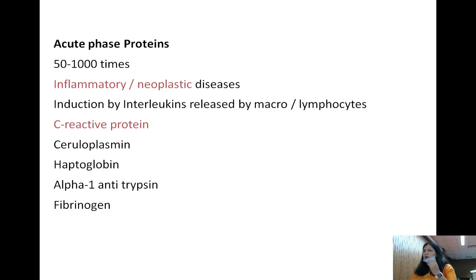So if they ask you to name one positive acute phase protein, at least a few examples you can remember. C-reactive protein is a positive acute phase protein. Its concentration increases during bacterial infection. Another is alpha-1 antitrypsin, which increases during emphysema. Ceruloplasmin is increased during any acute infection or inflammation.